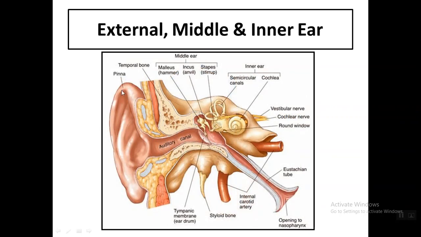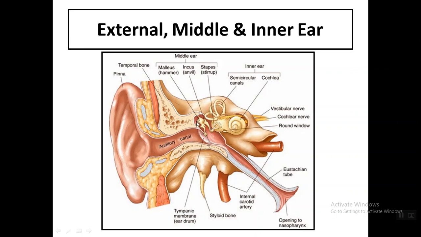The auricle leads into the auditory canal or the external acoustic canal. The outer part of the auditory canal is cartilaginous, while the more inner part is formed of bone. This canal ends with the tympanic membrane. So these are the parts of the external ear: the pinna, the auditory canal, and the tympanic membrane.